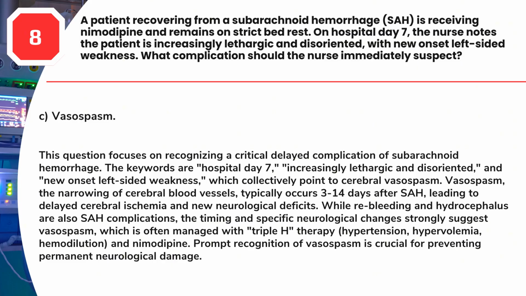While rebleeding and hydrocephalus are also SAH complications, the timing and specific neurological changes strongly suggest vasospasm, which is often managed with triple H therapy, hypertension, hypervolemia, hemodilution, and nimodipine. Prompt recognition of vasospasm is crucial for preventing permanent neurological damage.